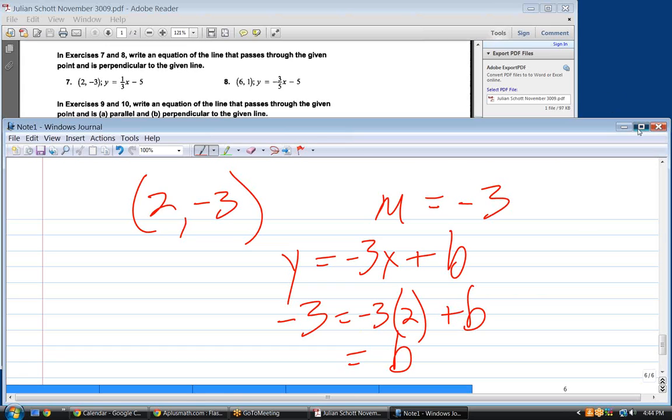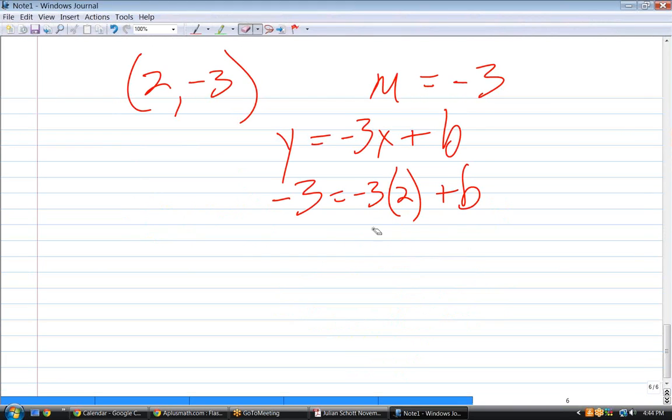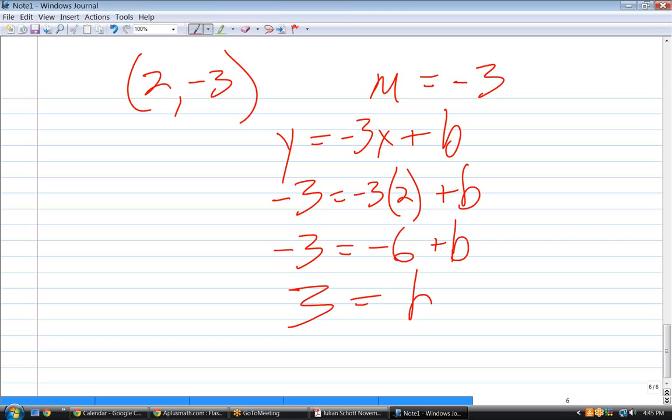Okay, let's go through it. Don't try to do 2 steps in one. That's where you're getting caught up. Minus 3 equals minus 6 plus B. Now what do I have to do to get rid of the minus 6? Plus 6. So positive 3. And now what's my equation? Y equals minus 3x plus 3. Your final answer always needs a y and an x in it.